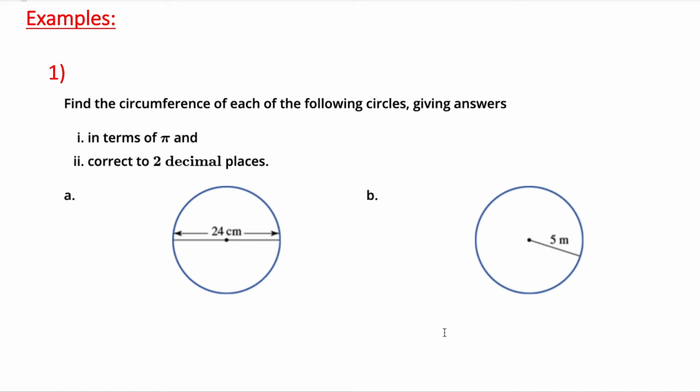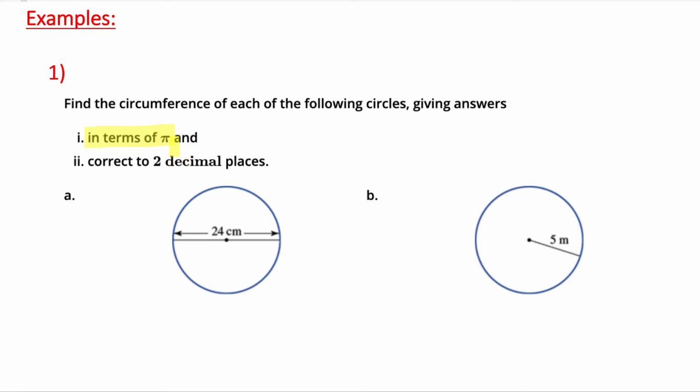Okay, let's do the following examples. So the first one says, find the circumference of each of the following circles, giving answers in terms of pi and corrected to two decimal places. The first thing that I want to mention is that when they're asking us to give an answer in terms of pi, it means that it's asking us to give an exact answer.